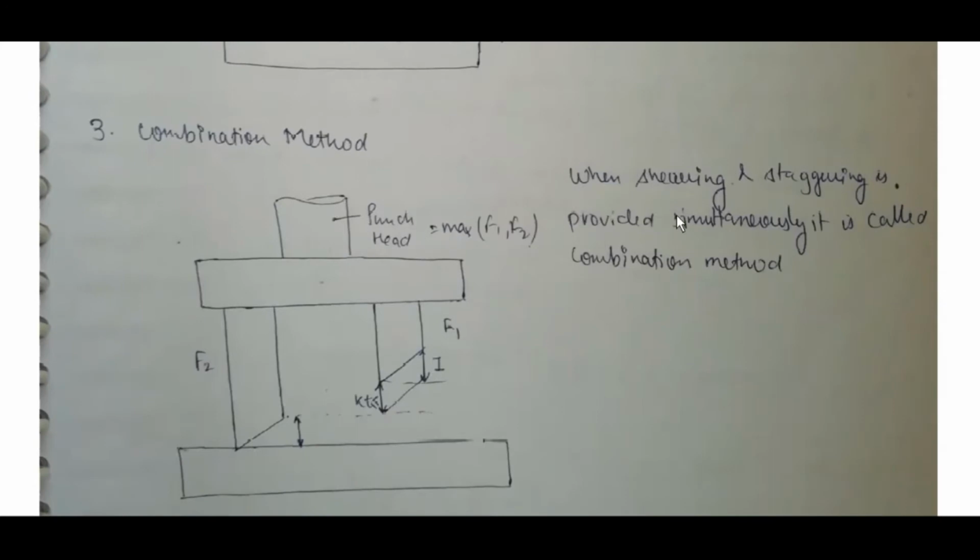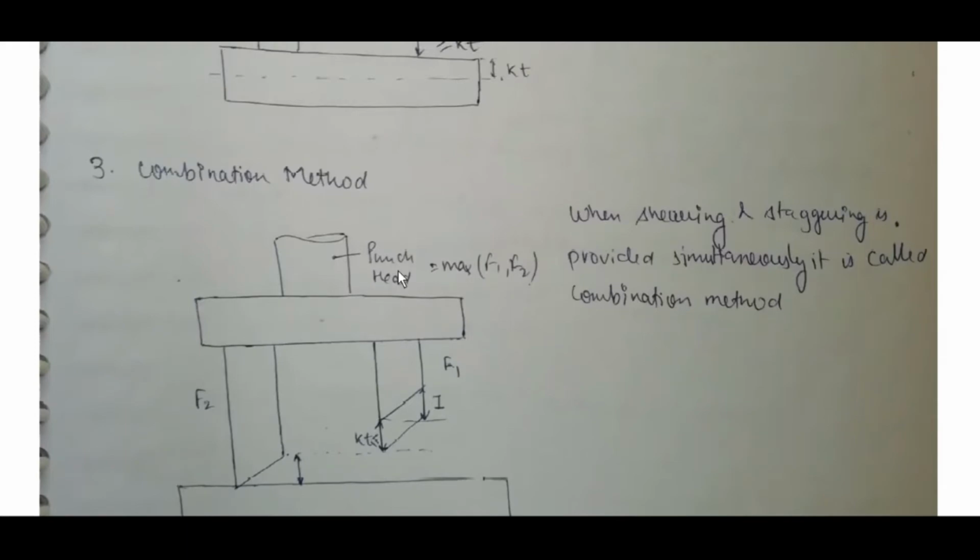Combination method: when shearing and staggering are provided simultaneously, it is called the combination method. Shearing is also there, staggering is also there.